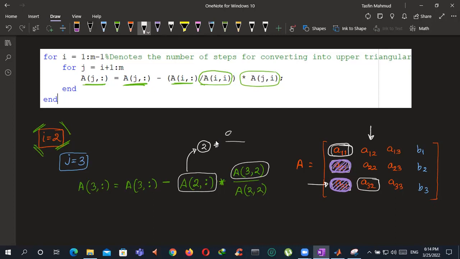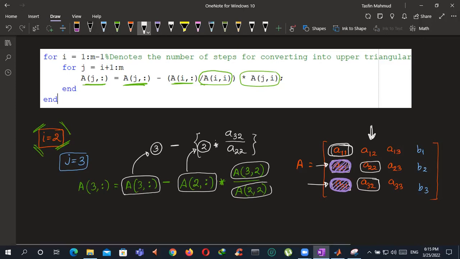So we are multiplying it by A(3,2) and we are dividing it by A(2,2). It means second row second column, this element. We are dividing it by A(2,2), and after getting this we are subtracting it from the third equation. This is the third equation, right? So after performing this, we are updating the coefficients in the third equation, so the third row. So after performing this, what will happen? These coefficients will be eliminated. The A(3,2) coefficient will be eliminated.